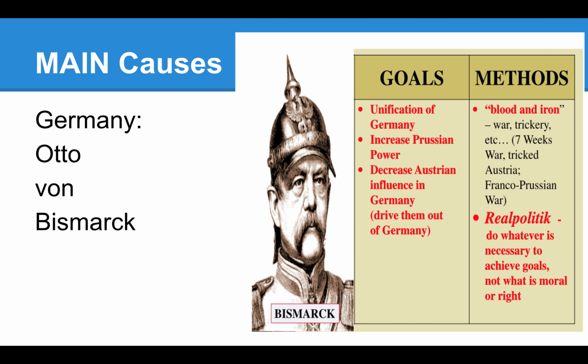Germany, we know Otto von Bismarck and his funny hat. He is a Prussian. He is of the Prussian nobility. He doesn't really care about liberalism or conservatism. What he cares about is unification. And so he uses this idea of blood and iron, war, trickery, and he also leads the people of Paris to eating rats, which isn't nice, when he attacks the French in the Franco-Prussian War. And he really uses this idea, like I said before, of realpolitik. You're going to do whatever is necessary to achieve your goals.